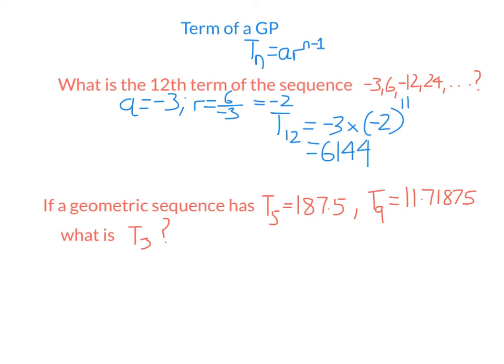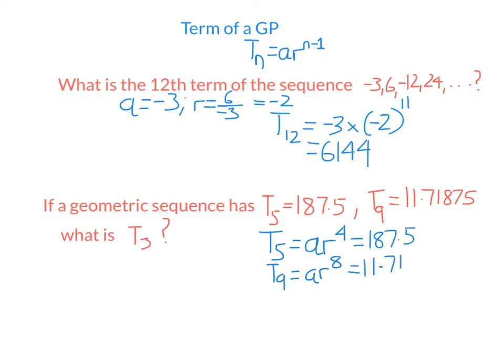So in any geometric sequence, T5 is equal to a r to the power of 4. Now, n is 5, so n minus 1 is 4. Similarly, T9 is equal to a r to the power of 8. In this case, we're told the 5th term was 187.5, and the 9th term was 11.71875. So from this, we can find what a and r are.